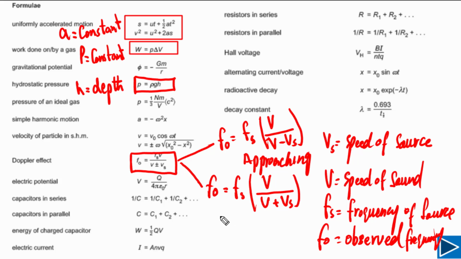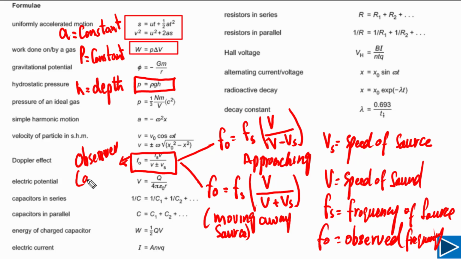Now you can see this is for when the source is moving away. When the source is moving away, you can use this one. But this formula is only true when our assumption holds, that the observer is at rest. The observer in this case is not moving.